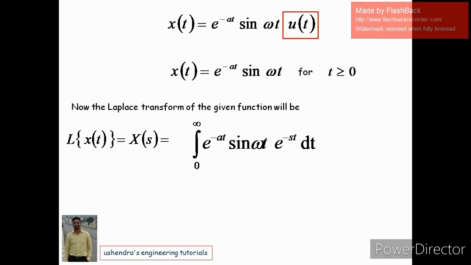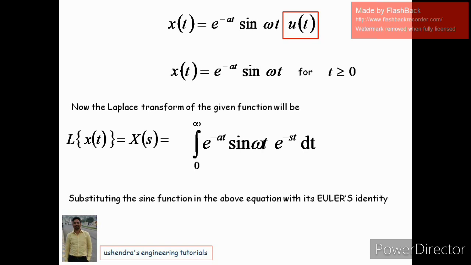One more thing to be noted over here: this could be evaluated using the UV rule or chain rule of integration. That will be a tedious job. The simplification will be even easier if sine omega t is represented in its Euler's identity. Substituting the sine function in the above equation with its Euler's identity, the equation takes the form as this one: X of s, the Laplace transform of x of t, is a representation.